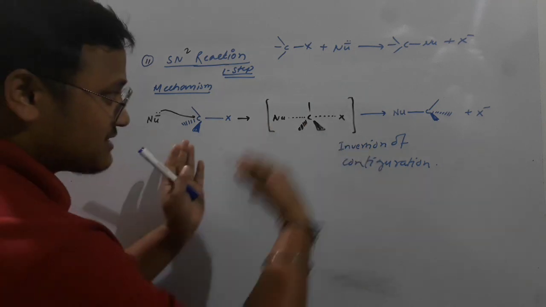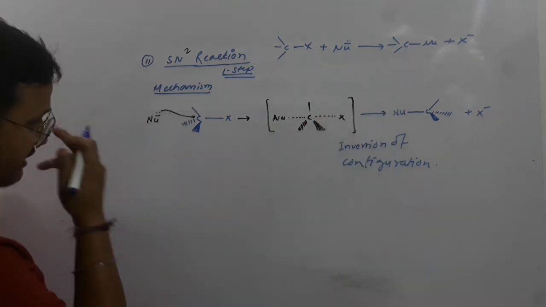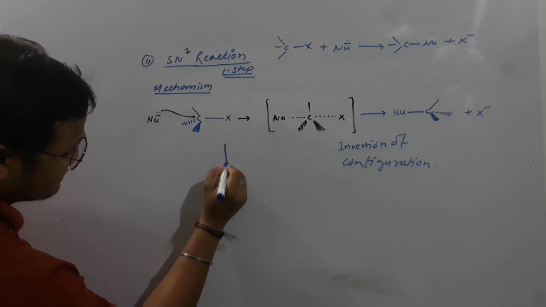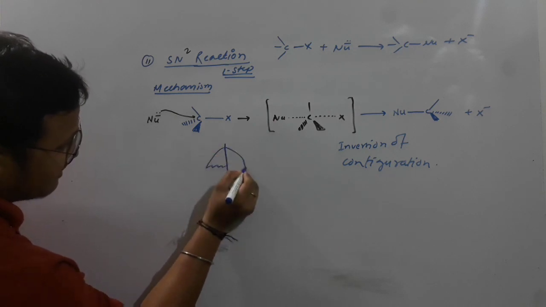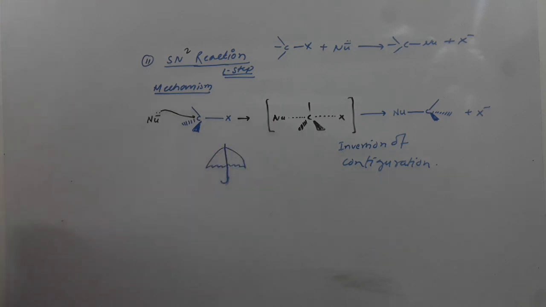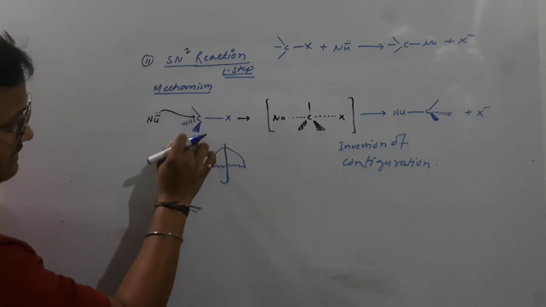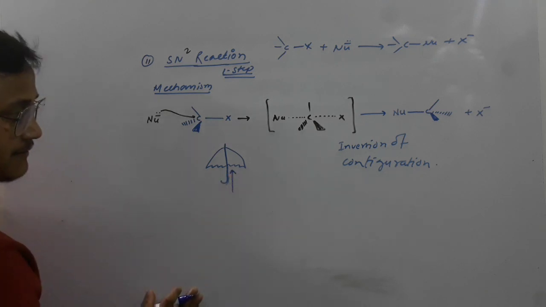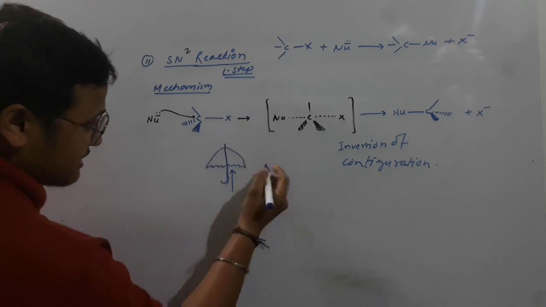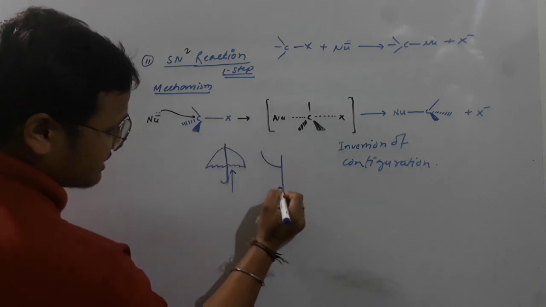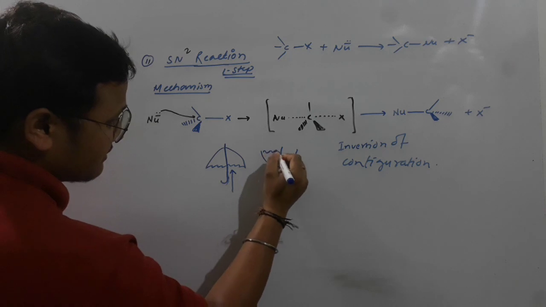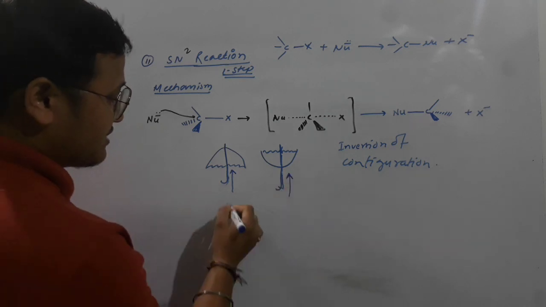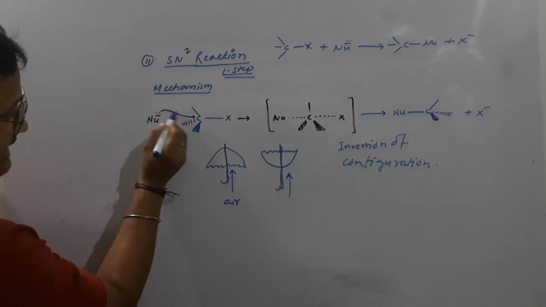Now let me explain these things in another way. Consider we have an umbrella, with this type of structure. Now consider if air blows from this side. The configuration of the umbrella will now look like this, isn't it? It will become like this, right? Exactly the same thing is happening here. Air is blowing from this side, that means here the nucleophile is attacking from this side.